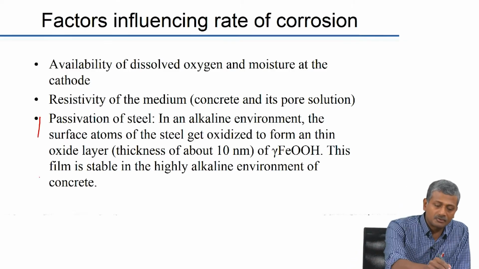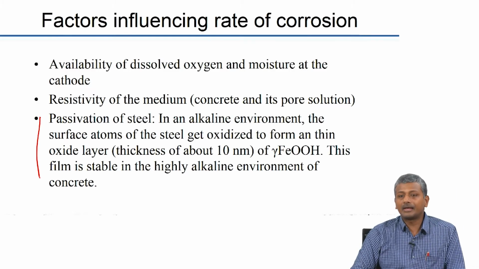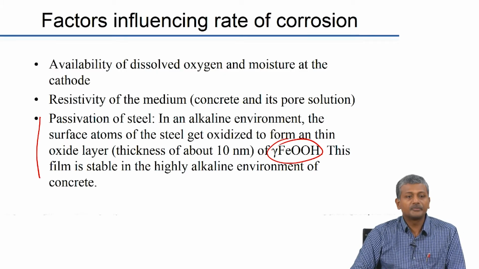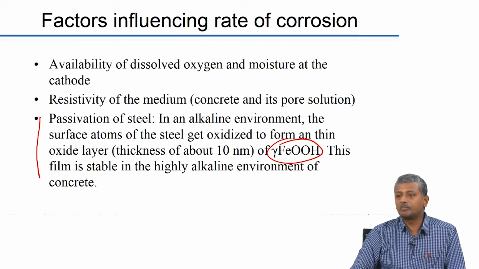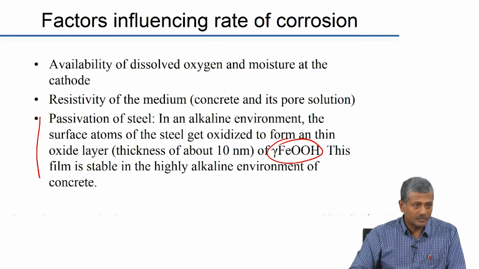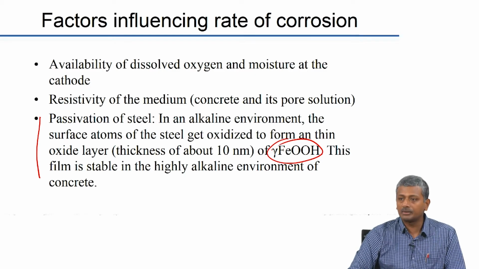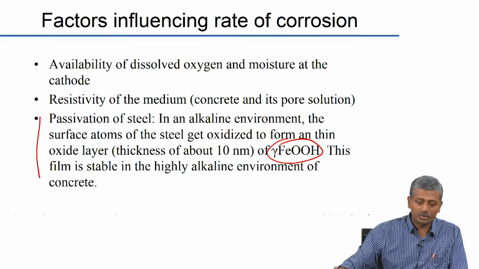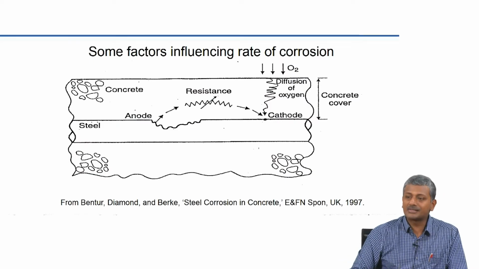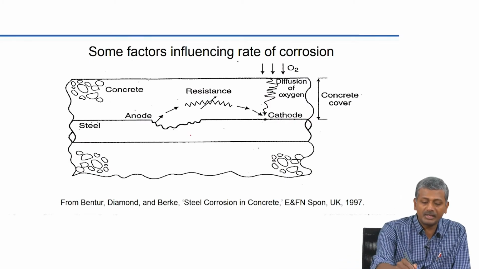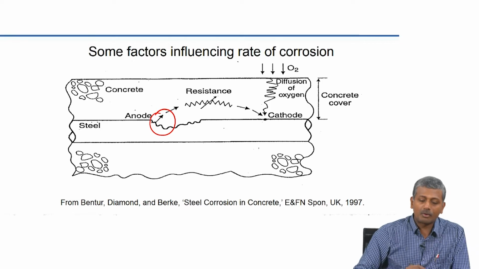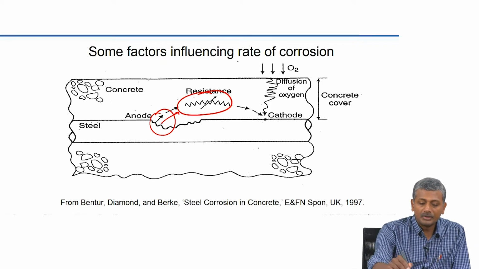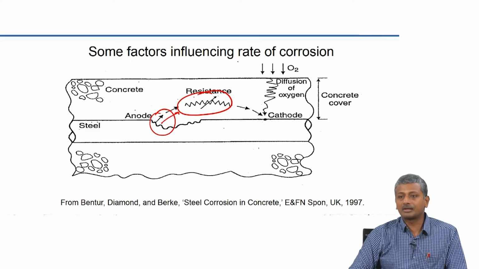And of course, the passivation of steel is something we have already discussed. In the alkaline environment, you are forming this iron oxide hydroxide layer that is leading the steel to be passive. With time, as pH conditions change or when chloride penetrates the system and attacks the passive film, you start initiating the corrosion process. So, if you look at this in a schematic diagram, you have your steel here, you have the anode which is formed inside the steel, and the ionic flow is happening through the concrete. So, the resistivity of the concrete is a critical factor.